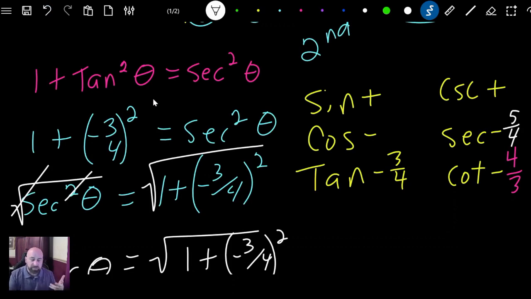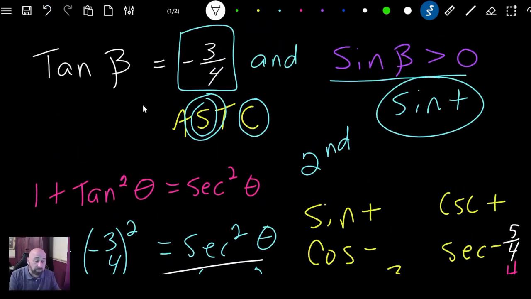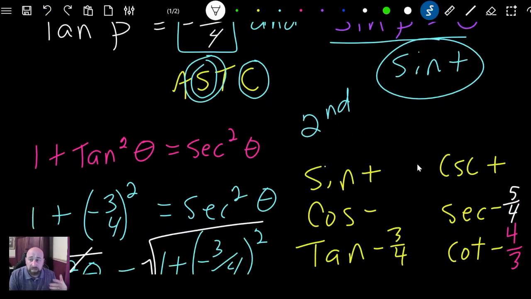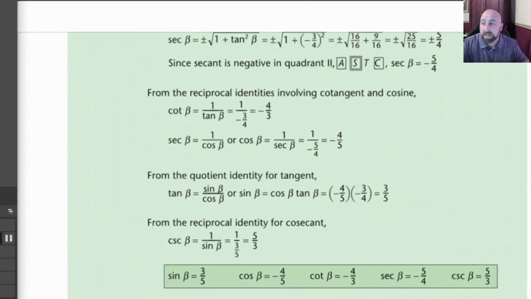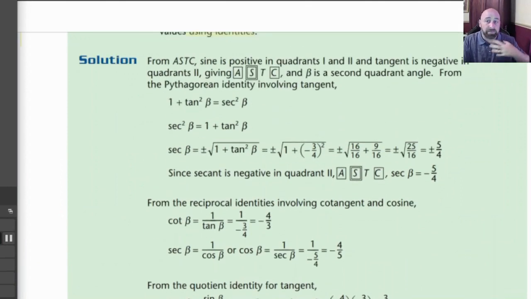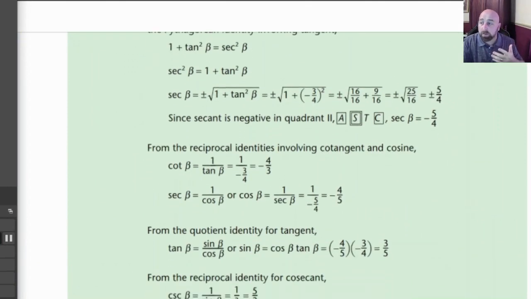Where did that negative sign come from? Well, it came from All Students Take Calculus. We had to put in that negative sign. And then you would just keep going through these different identities, and every one is different. That one was using the Pythagorean identity. This one is the reciprocal. That's them finding cotangent right there.